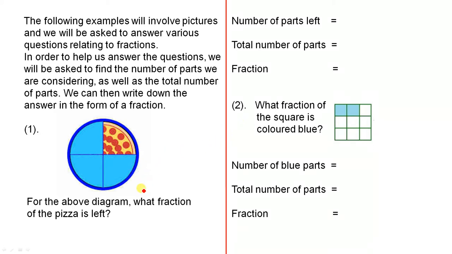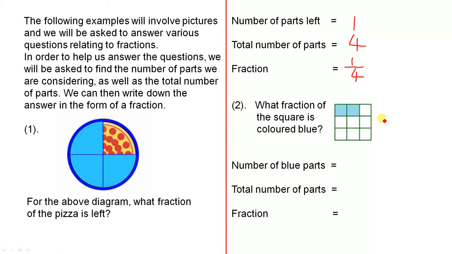So for number 1, for the above diagram, what fraction of the pizza is left? So up here we have the number of parts that are left. So imagine that's a blue plate. How many parts are left? We can see that one part is left. The total number of parts that we had in the pizza originally, you can see that it's been divided into 4 parts. So the fraction that is left is 1 over 4. So that is the fraction of the pizza that's left.